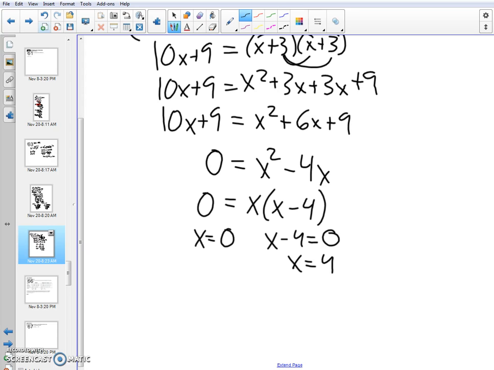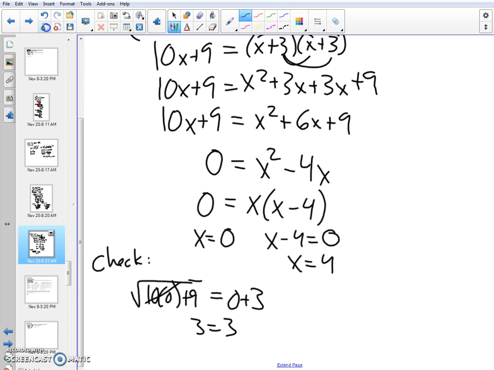And then the same idea, we want to check both of those then. So when I plug in 0 to my original, that would be the square root. That's my check. So the square root of 10 times 0 plus 9 equals 0 plus 3, which we know 10 times 0 is 0. It would just be 9 under the radical. The square root of 9 is 3. 0 plus 3 is 3, so that one checks out, so 0 works.